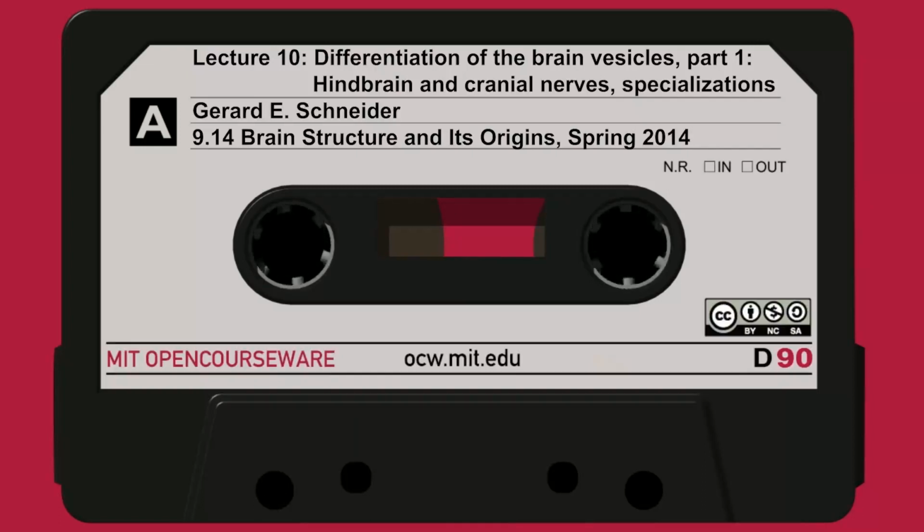Okay, so I want to now go through cranial nerves a little bit, and then we'll talk about the hindbrain some more, naming cell groups, looking at fibers going through the cord and fibers from those cranial nerves.